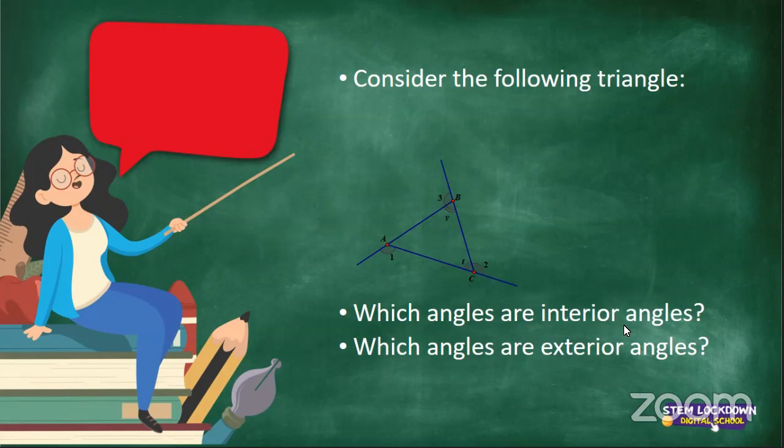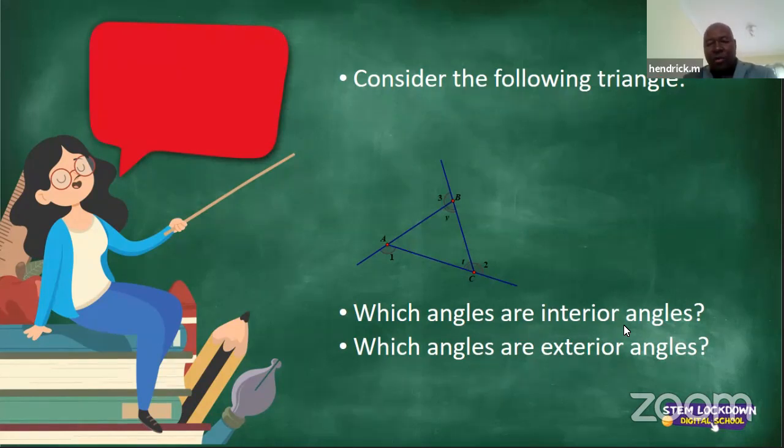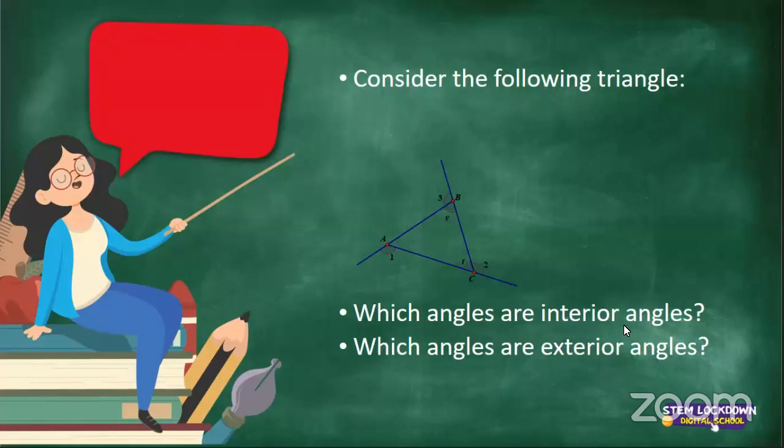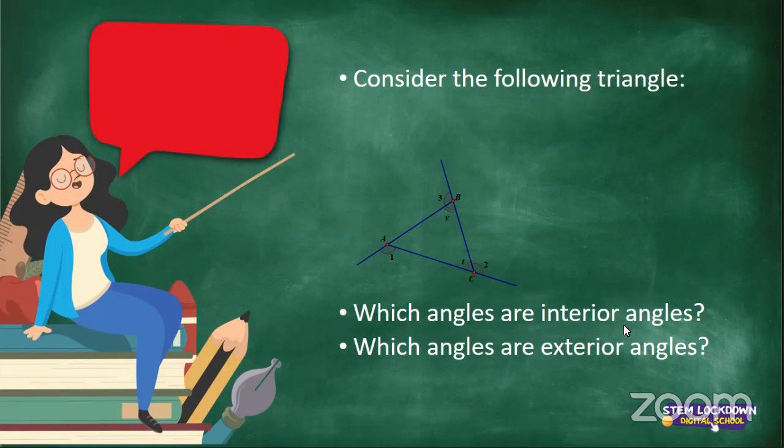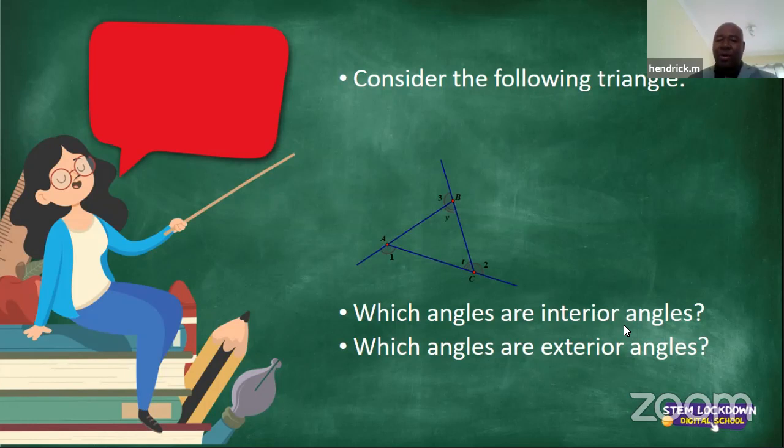Katleho? C2. C2. Okay. Is that the only exterior angle? And B3. B3, yes. What else? And I1. Exactly. Thank you very much indeed, Katleho. You get all of them right.